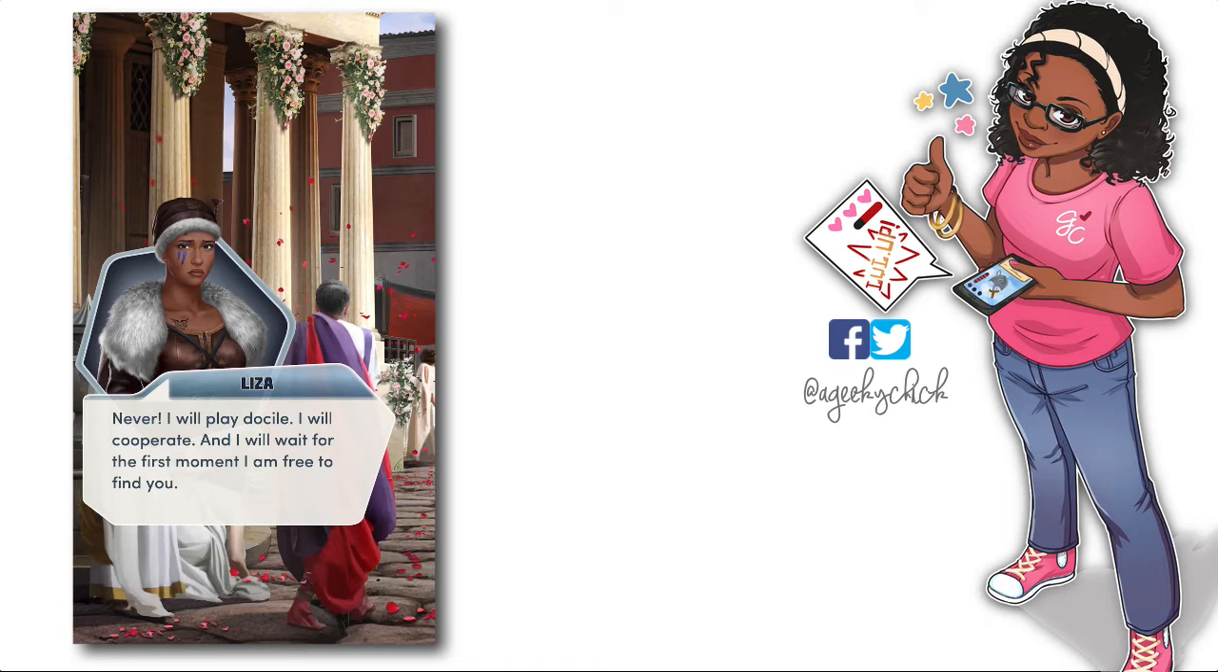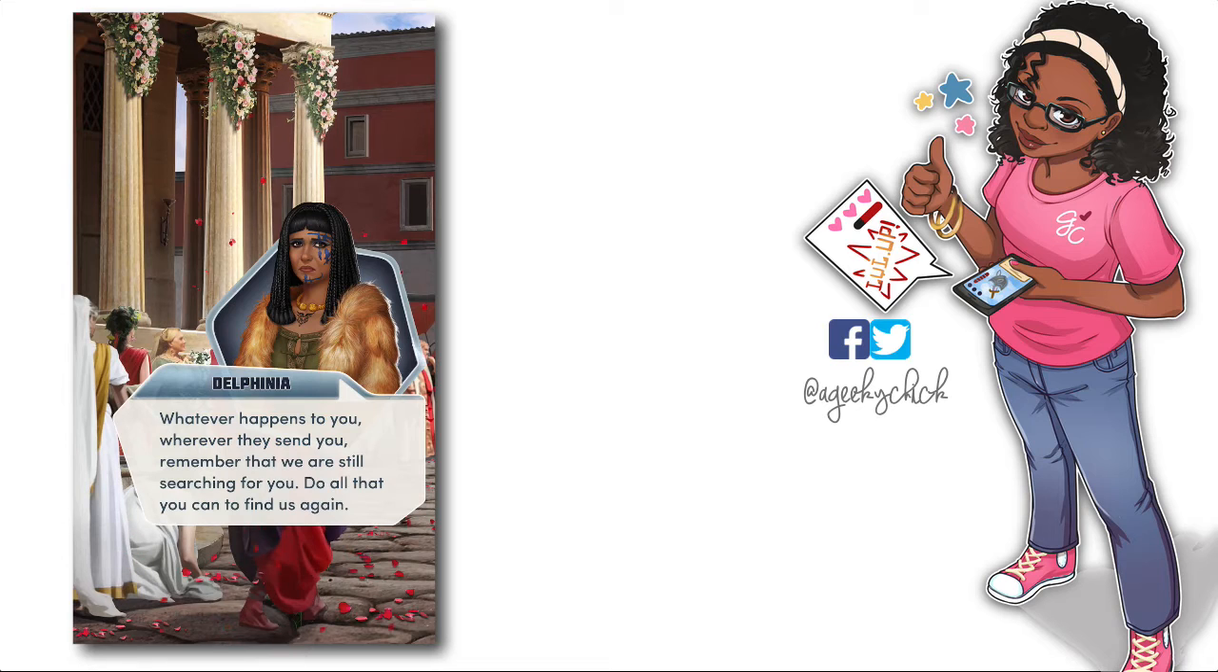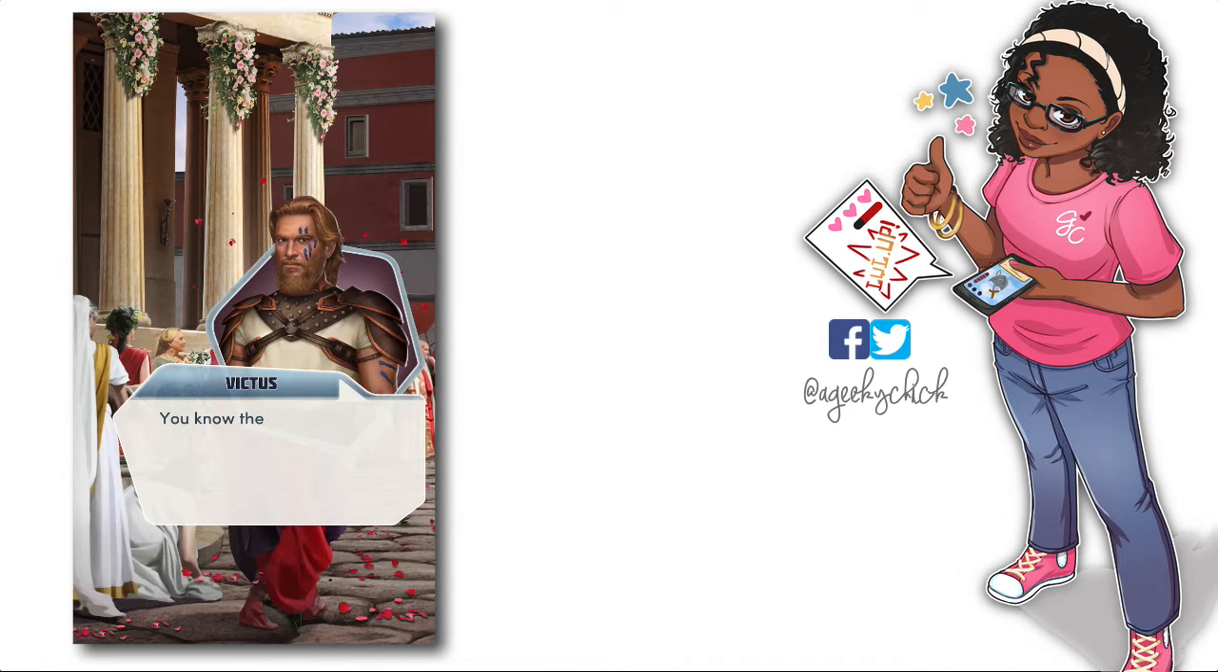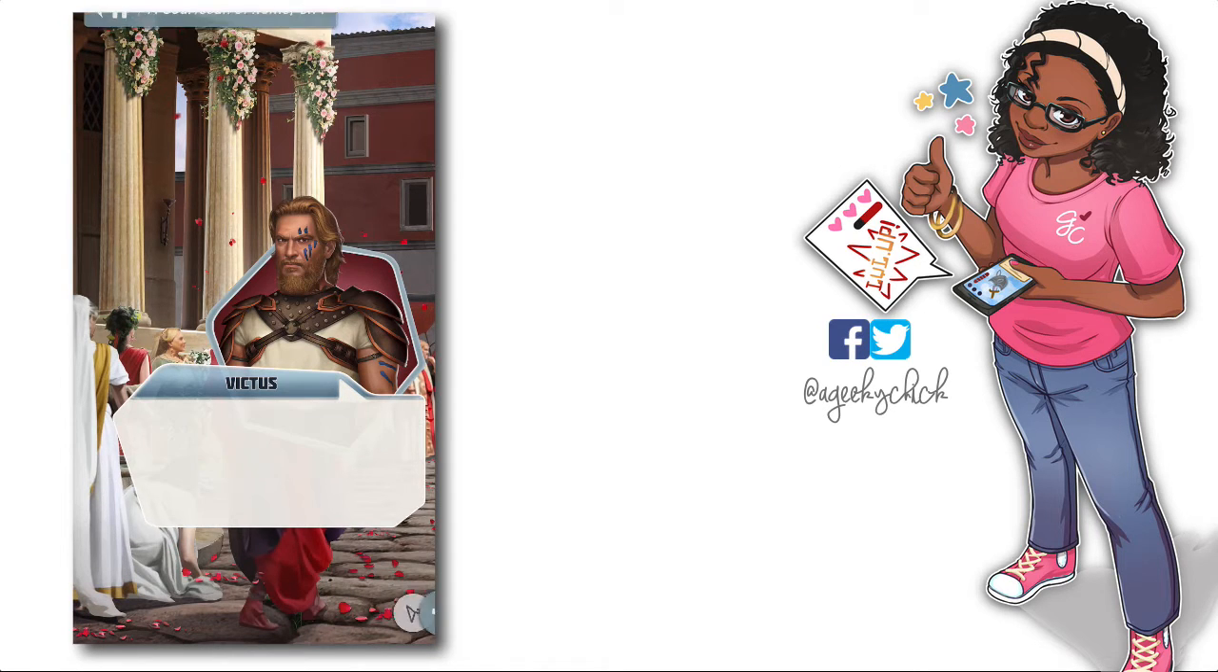I will play docile, I will cooperate, and I will wait for the first moment I am free to find you. Whatever happens to you, wherever they send you, remember that we are still searching for you. Do all that you can to find us again. You know the men most responsible for what happened. Aquila, his tribunes, Julius Caesar, the one who gave him his command. Hunt them down and make sure they suffer as we have suffered.